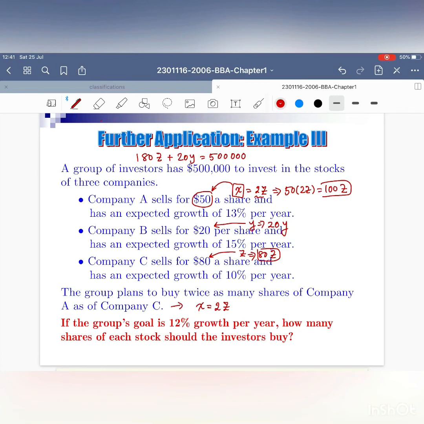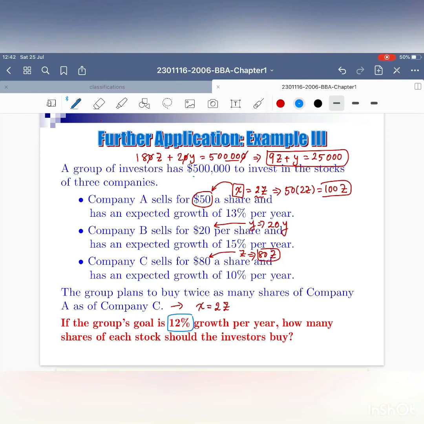You may be able to simplify a little bit and divide by 20, so you have 9Z plus Y equals 25,000. So this is one of your conditions.